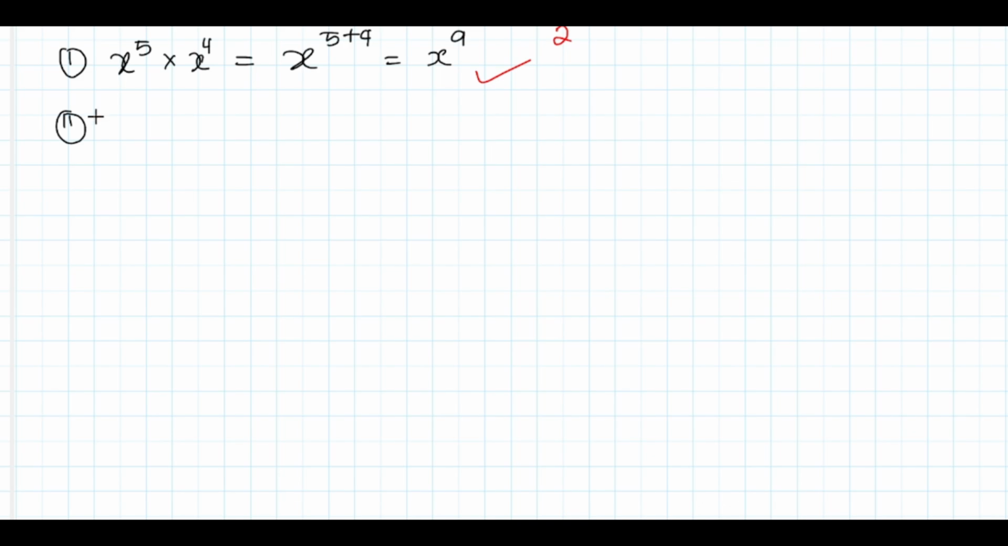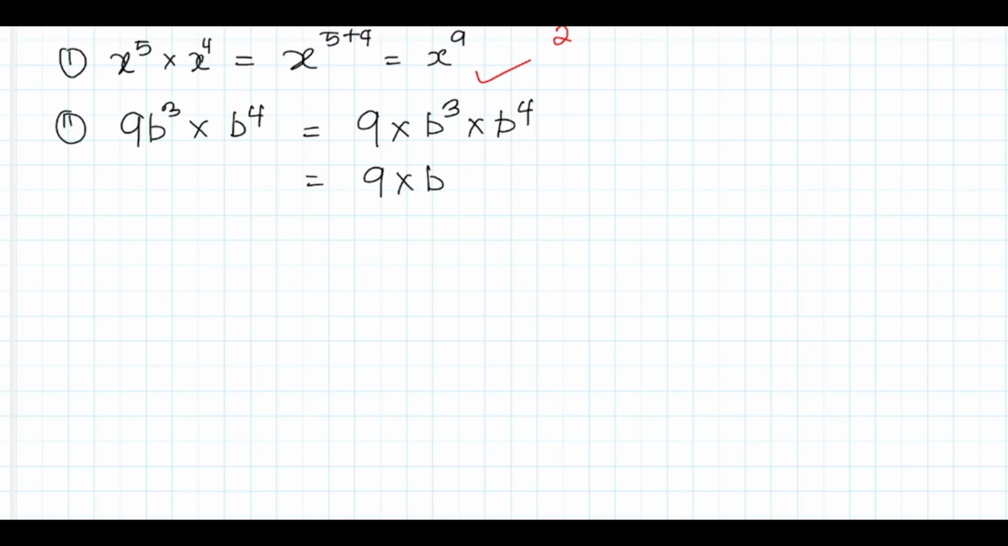Number two, 9b raised to power 3 multiplied by b raised to power 4. So this is going to be 9 multiplied by b raised to power 3 times b raised to power 4. You can expand first if you want, and that will be 9 times b raised to power 3 plus 4. b raised to power 3 and b raised to power 4 are the same base, so we add the powers. So that's going to be 9 times b raised to power 7, and then we simply multiply 9 and b. So that will be 9b raised to power 7.